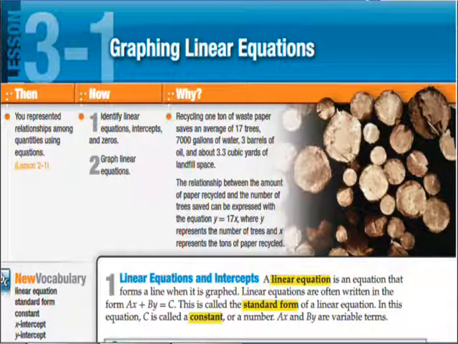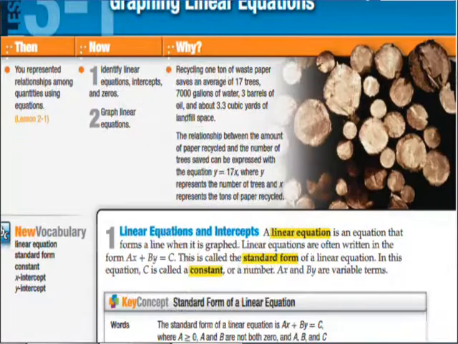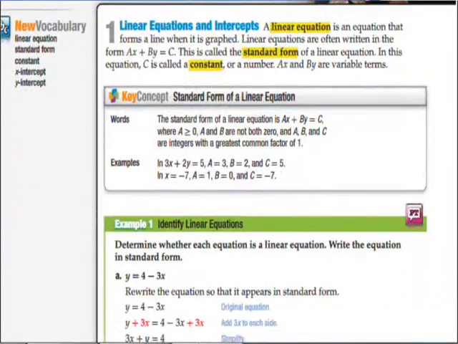A linear equation is an equation that forms a line when it is graphed. Sometimes the easiest way to tell is to use our graphing calculator to see if we get a line, and I'll show you how to do that this unit. Linear equations are often written in the form ax plus by equals c. This is one of the hard parts of this unit: there are different forms we have to know, and this just happens to be the first one.